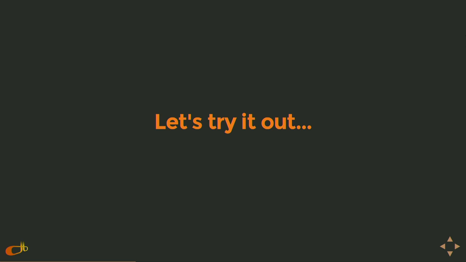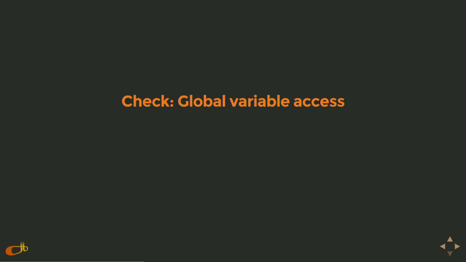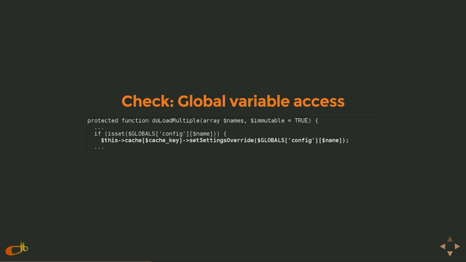So let's try this out. Let's look at a couple of examples just to get familiar. One check I mentioned was global variable access. This bit of code here, the bold line, shows access to the globals in PHP. The problem with this is we can't do things like type verification. We also can't verify that this input is clean. Any other code has access to this global state.